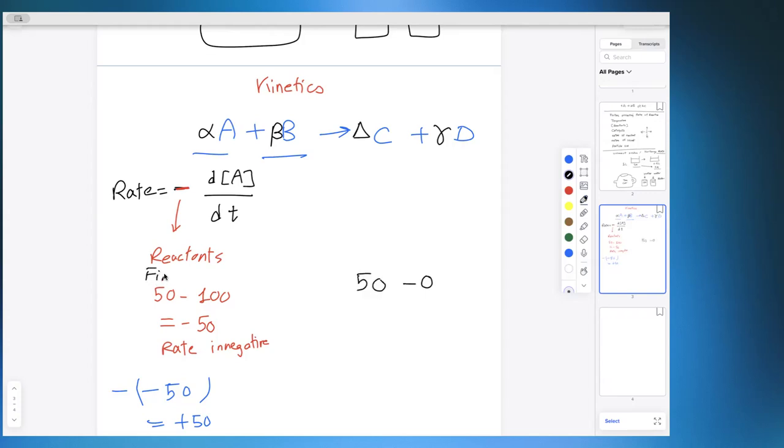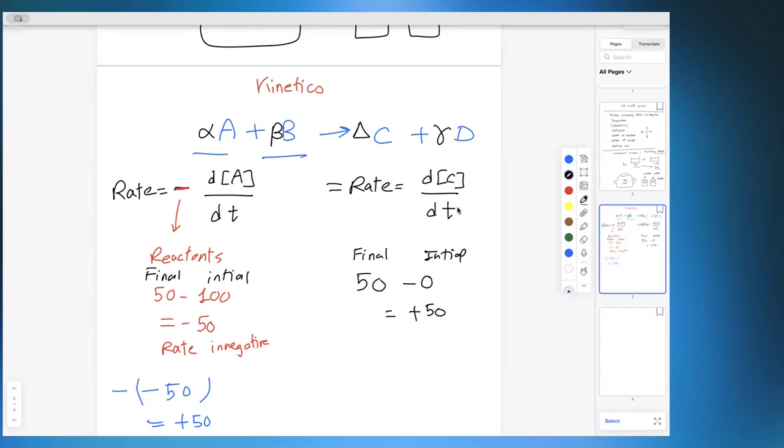So the final concentration is more than the initial concentration, so the result will be already positive 50. I don't need to make the rate positive. I will say that the rate is equal to the change in the concentration of C or D, of course (here A or P is the same), over the change in the time. So I don't need to put the negative that I put here in the reactants.